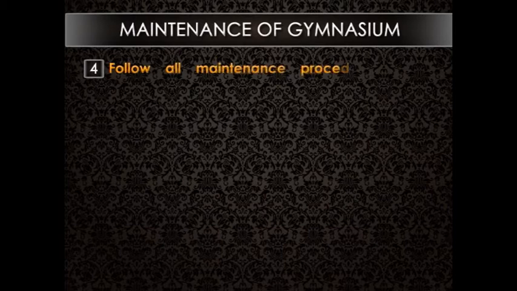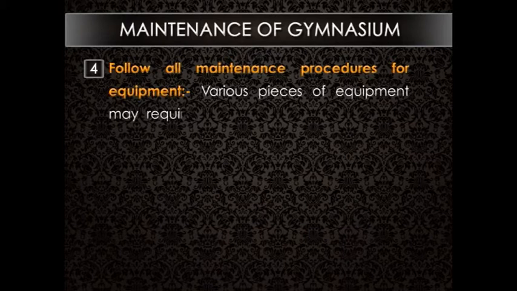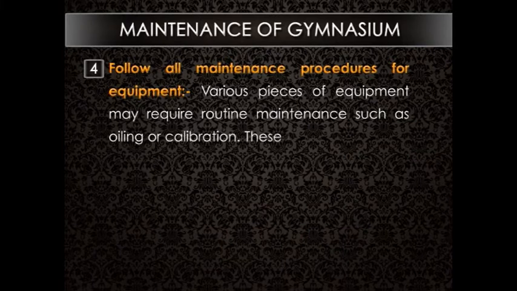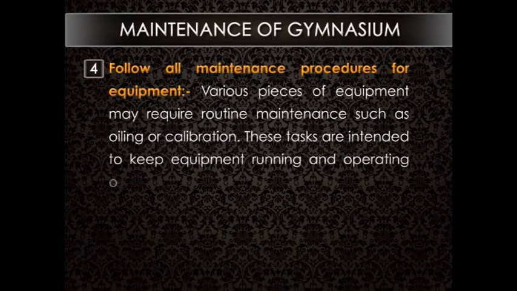Number 4. Follow all maintenance procedures for equipment. Various pieces of equipment may require routine maintenance such as oiling or calibration. These tasks are intended to keep equipment running and operating optimally.